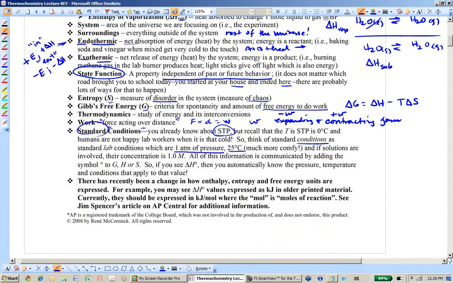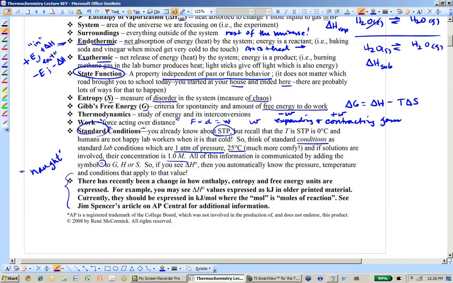And if solutions are involved, we're going to standardize those at 1 molar. And all of this information is communicated very, very effectively by adding the little naught, N-A-U-G-H-T, British pronunciation, naught, for 0. So that little degree symbol, or naught, can be added to any one of these symbols. And when you do that, then you automatically know that you're talking 1 atmosphere pressure, 298 Kelvin, 25 degrees Celsius if you must, and 1 molar concentration.